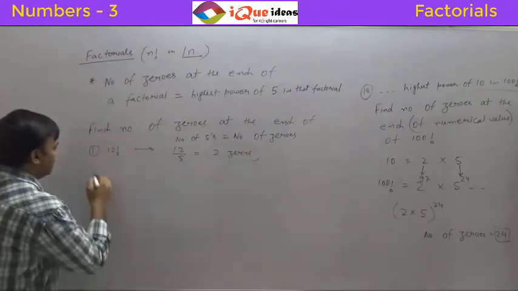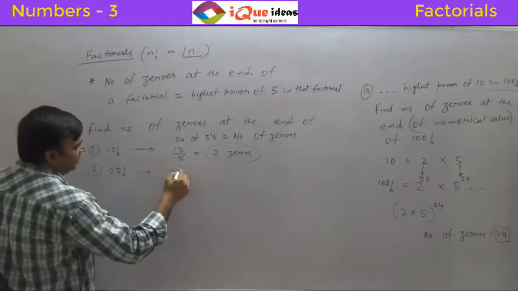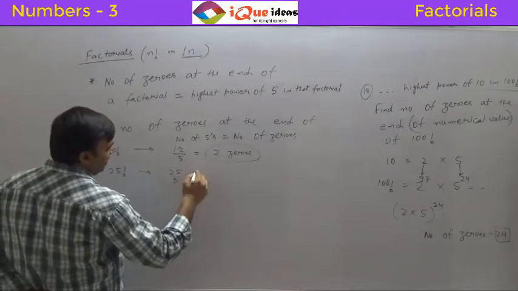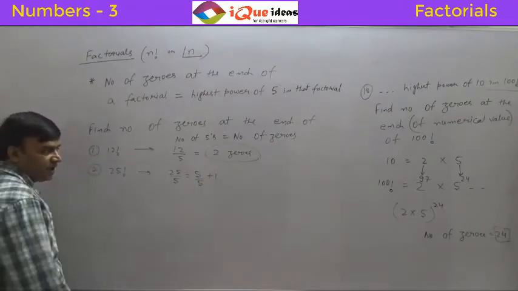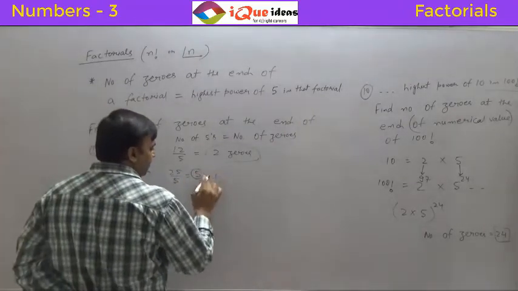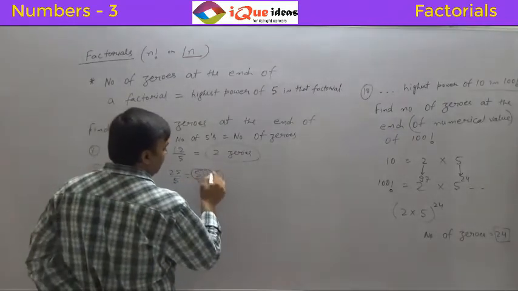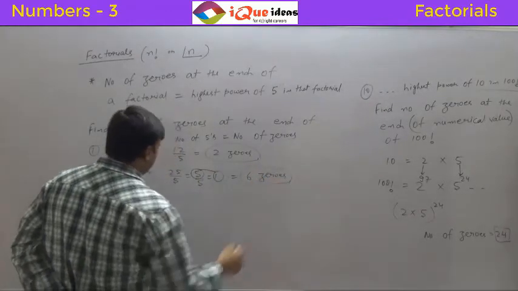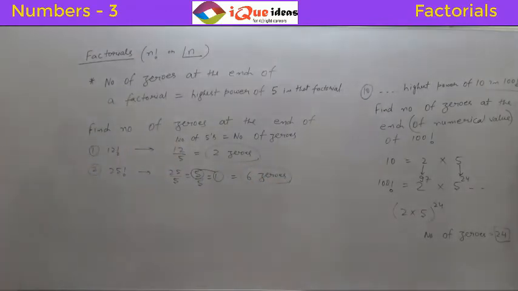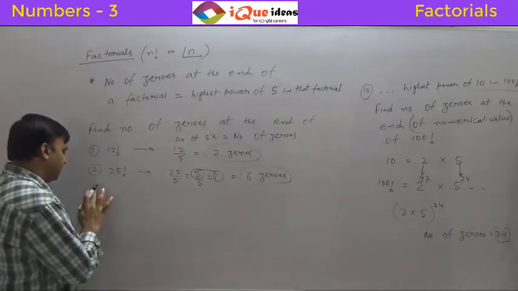If I say 25 factorial, it is 25 divided by 5, that is 5, divided by 5 again. So in 12, there is no possibility of division again. In 25, there will be a possibility of division again. So 5 plus 1, that is 6 zeros. So 25 factorial, when you expand, you will get a very large value and there will be 6 zeros in the end.